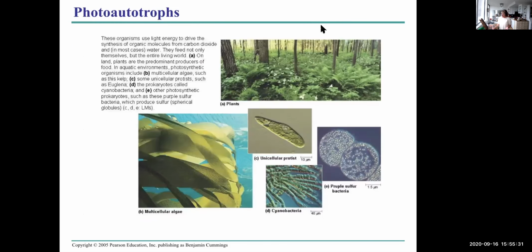Photoautotrophs include plants, and multicellular algae, which is a protist, so that comes under the eukarya. Unicellular protists are also eukaryotes. But cyanobacteria is a photoautotroph. Cyanobacteria is also a kind of algae, but a bacteria as opposed to a protist. And then there's purple sulfur bacteria, also a photoautotroph.